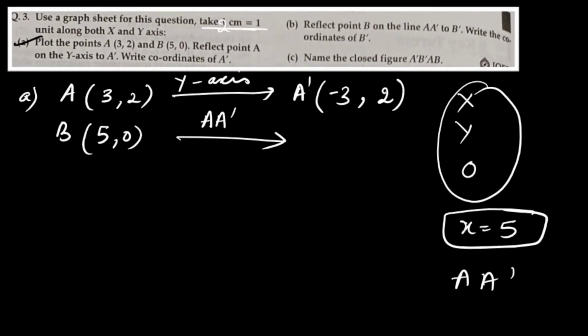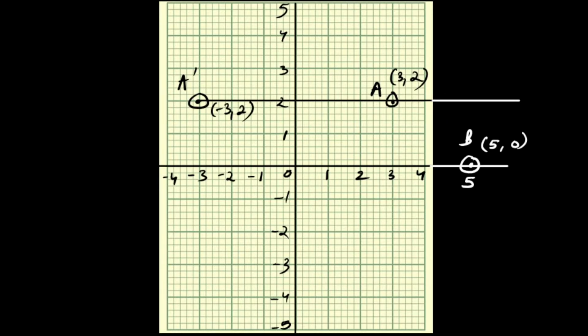So reflect point B on the line AA dash to B dash. B dash coordinates we will write then. B is on this side, that means B dash will be on the other side. Just remember, wherever side B is, on the other side its image will be. Object and image, the initial point and its image, will be on different sides. So this line is now acting as the mirror line.